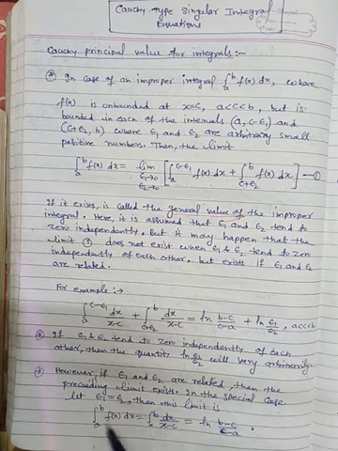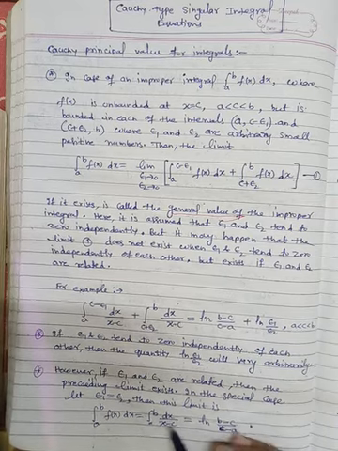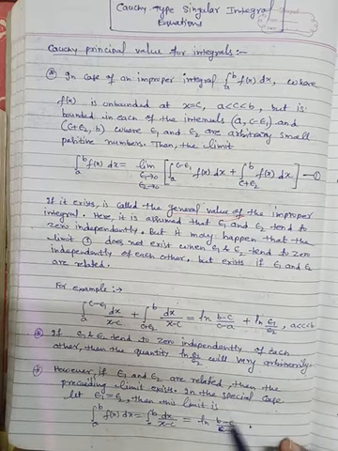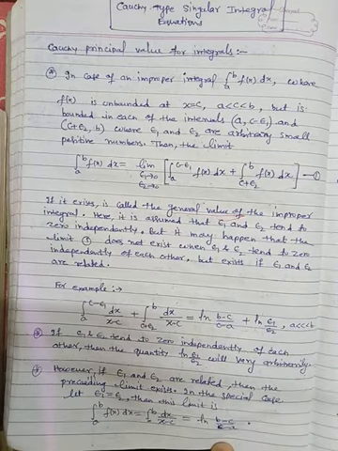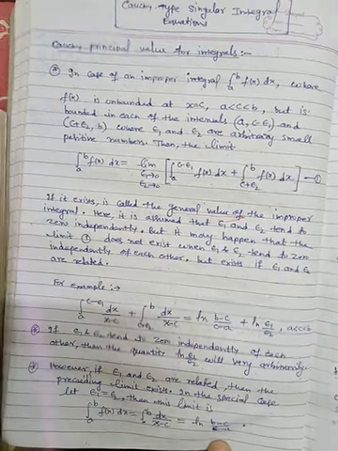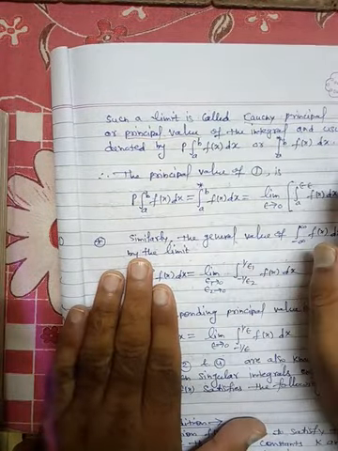So ultimately what we will have is this integral from a to b dx upon this, which is log of (b minus c) upon (c minus a). That means this part only. Fine. And this value is known as principal value. So such a limit is called Cauchy principal value.